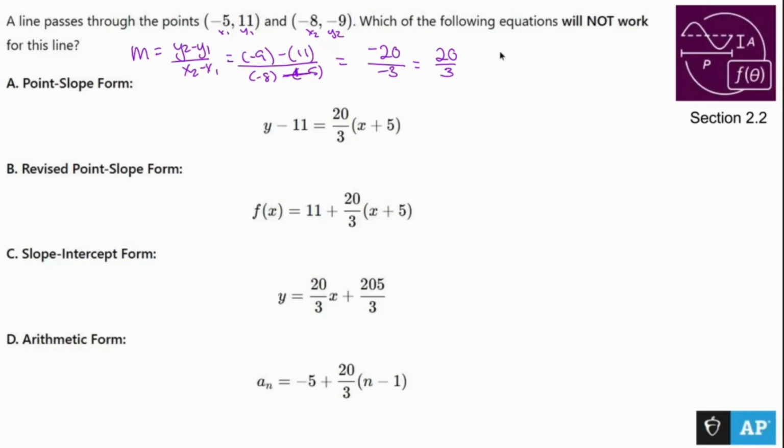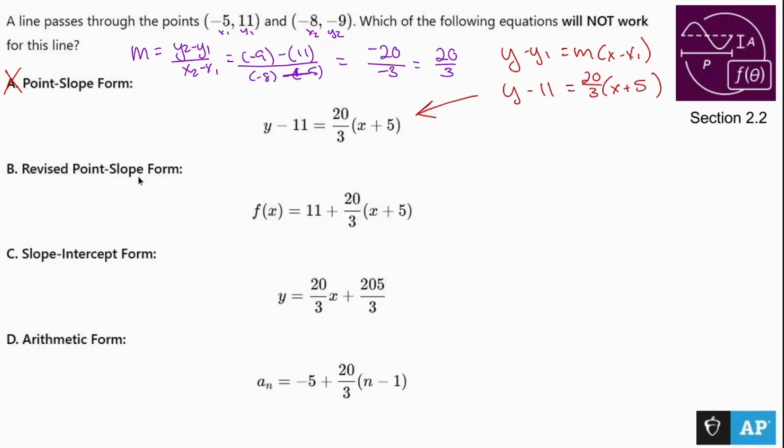Okay. Point slope form is given to us as y minus y sub 1 equals m times the quantity x minus x sub 1. They want us to use the (-5, 11), so I'm going to reuse that. And m is 20 over 3. So if I plug in the same thing that I labeled over here, I get y minus 11 equals m times the quantity. Oh, I know what m is. M is 20 over 3, so let's not be dumb. 20 over 3 times x minus -5, so minus a negative is going to be plus 5, which is A. A works. I want the ones that don't work, so it can't be A.